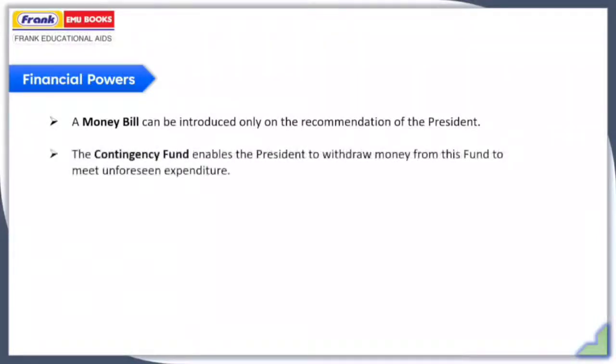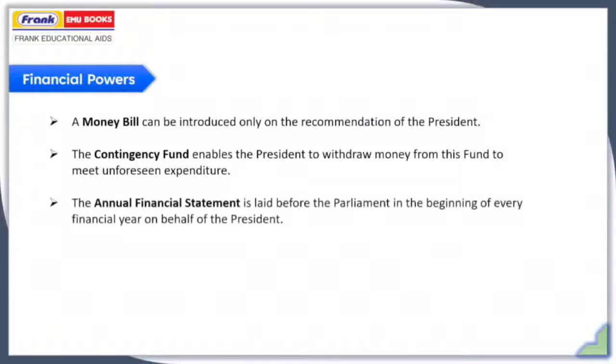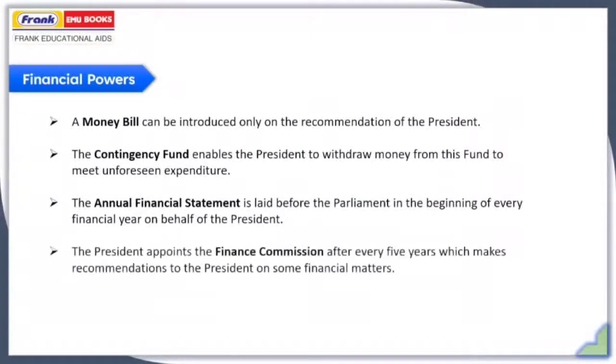The contingency fund or the emergency fund. The contingency fund enables the President to withdraw money from this fund to meet unforeseen expenditure. The annual financial statement or the union budget is laid before the Parliament in the beginning of every financial year on behalf of the President.